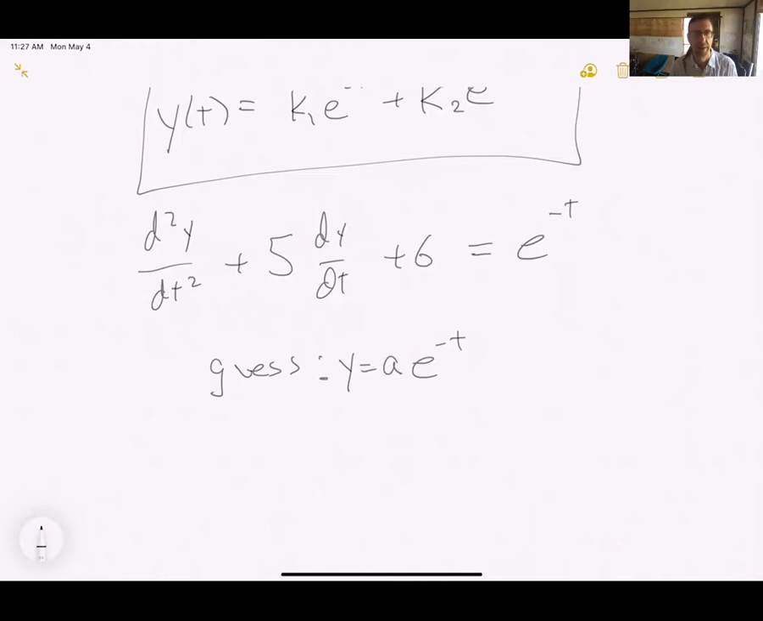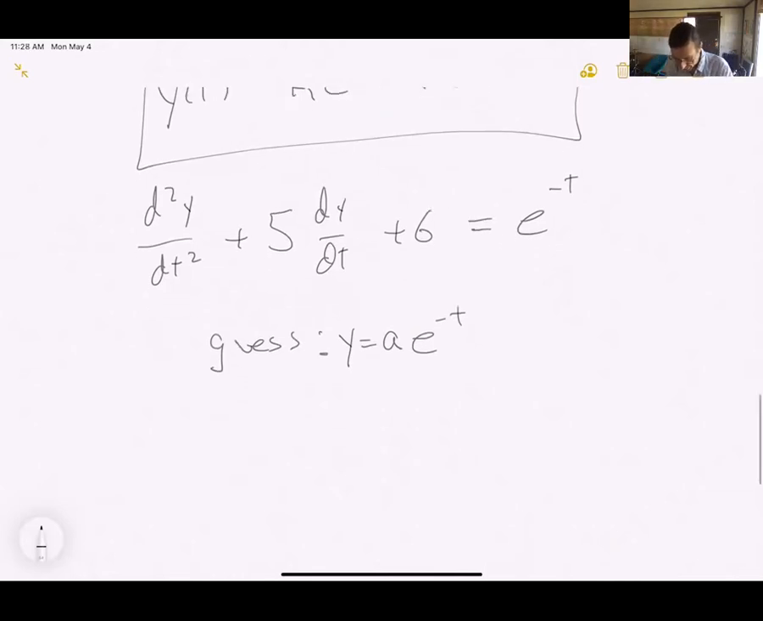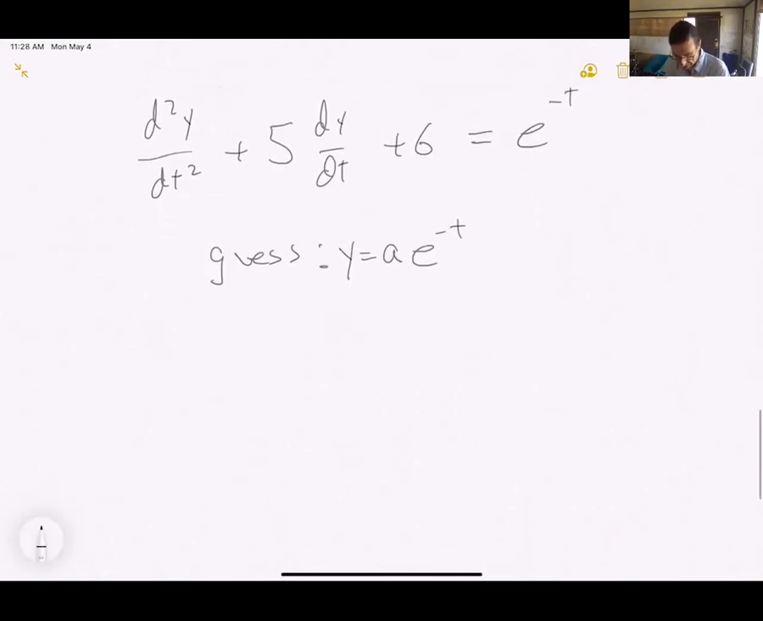The only thing fishy here is, how did they ever know to guess e to the minus t to begin with? That's actually chapter 7. If we had time to go through chapter 7, it shows you ways to do a problem like this without guessing at all. But I think they wanted to work in some interesting stuff here in chapter 4, so they're just going to present this as an educated guess. So let's go through it and figure out what A is in this case.